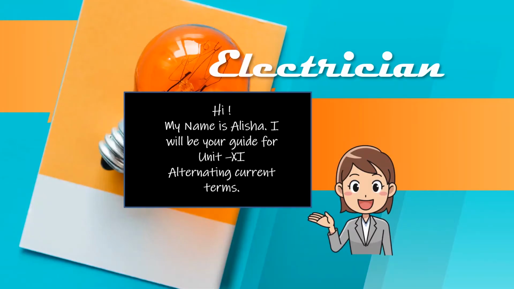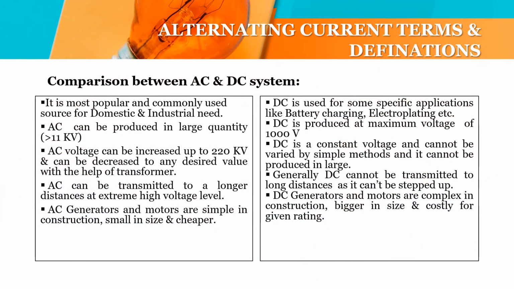I'll be your guide for Unit 11 Alternating Current Terms. Comparison between AC and DC system. AC is the most popular and commonly used source for domestic and industrial need. AC can be produced in large quantity, greater than 11 kV.